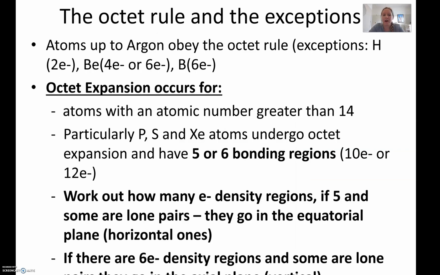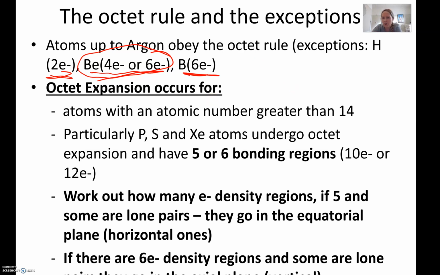There are actually exceptions to the octet rule that you already knew. You already knew that hydrogen needed 2 electrons, beryllium could have 4 or 6, and boron could have 6. You may not have been as familiar with the beryllium one because it doesn't come up all that often, but you definitely would have known hydrogen and boron.